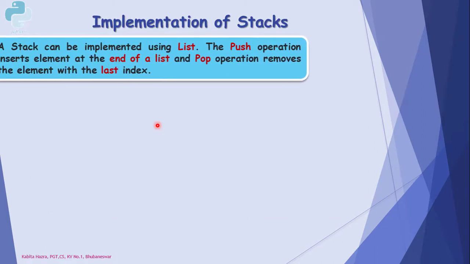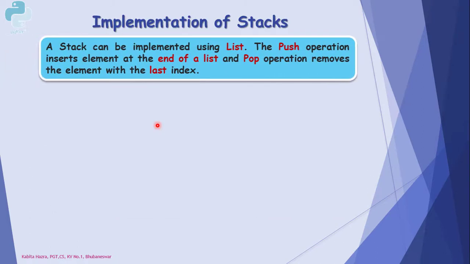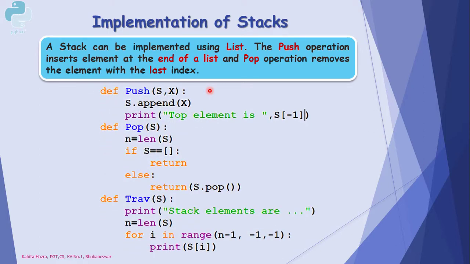We can implement a stack using a Python list because list is a linear data structure and stack is also a linear data structure, and we can define the push, pop and traverse operations using various list methods or by writing code. Push operation can be implemented by inserting an element at the end of the list, and pop operation can be implemented by removing the element at the last index. So let us see how we can implement these push, pop and traversal operations.